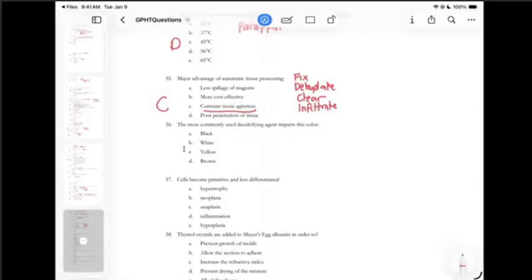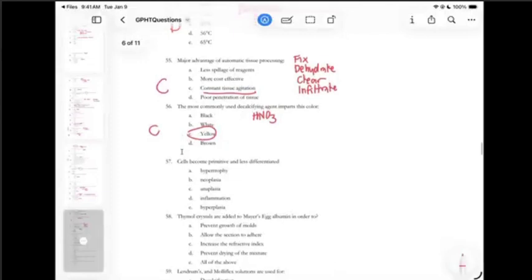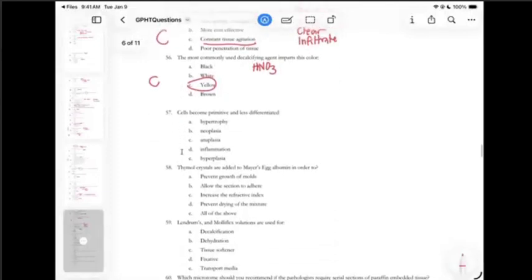56, the most commonly used decalcifying agent imparts this color. That's your nitric acid, yung pinaka-common natin, and it imparts a yellow color. 56, letter C. Especially pag na-over decalcify, naninilaw yan. So 56, letter C.